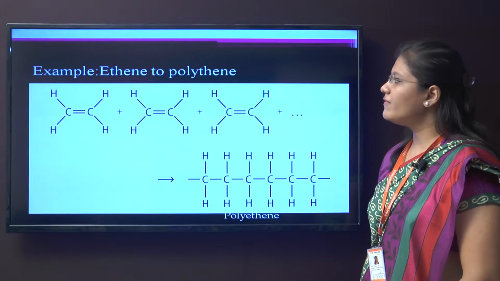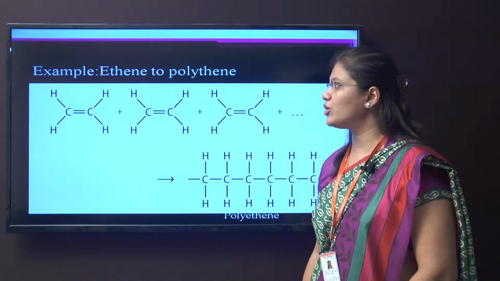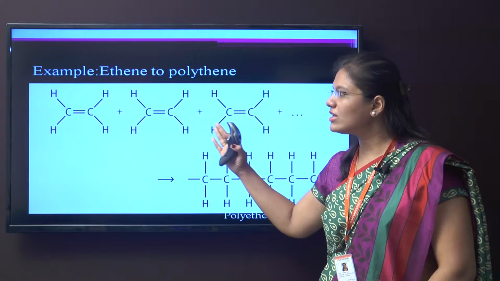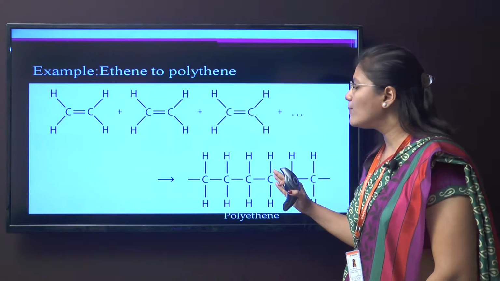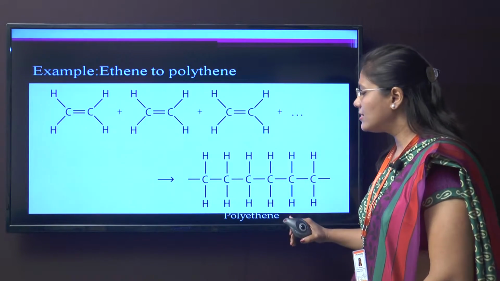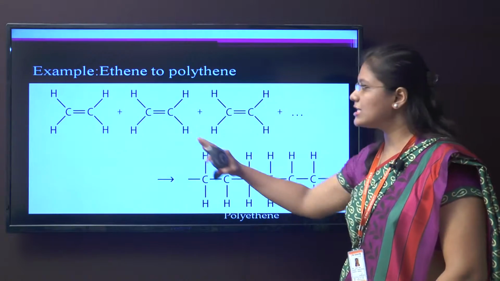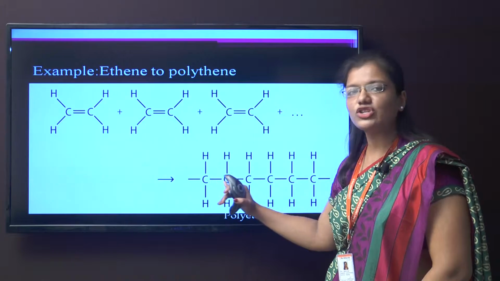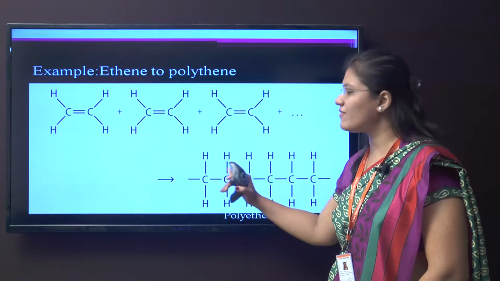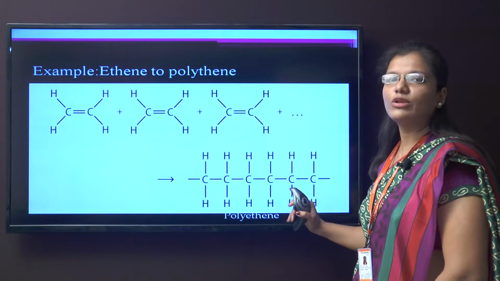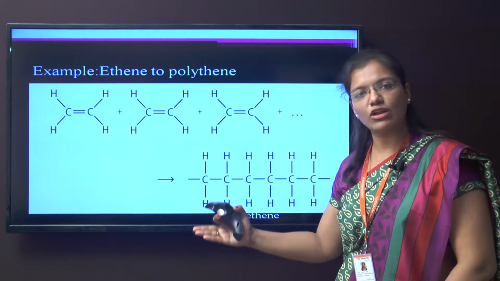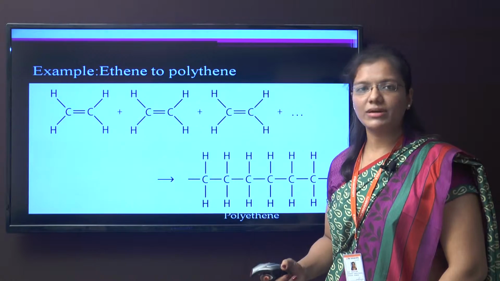For an example, we have a number of ethene molecules. These units are known as monomers. They all combine together to form one polythene, or you can say this structure is a polymer. These are all monomers. They combine together to form one polymer. They join together by various chemical bonds and finally they form a polythene molecule. Likewise, any other thermoplastics can also be formed with the use of polymerization.